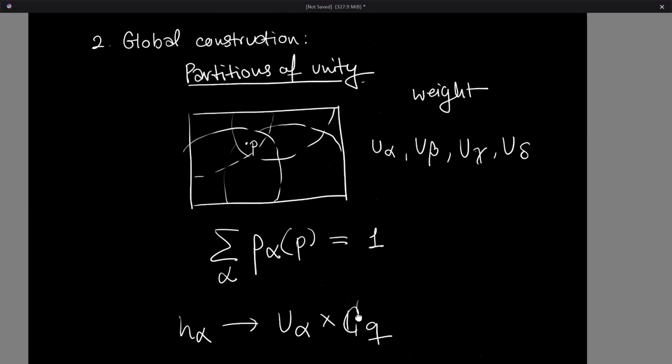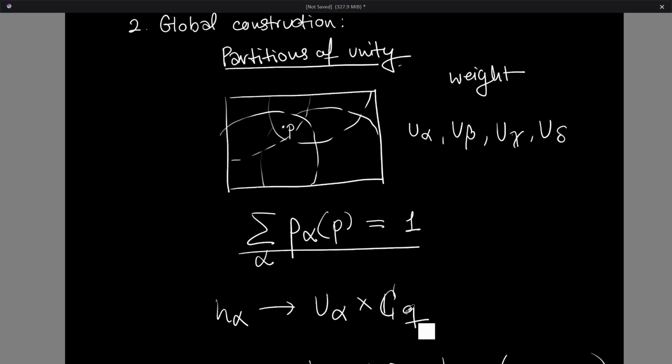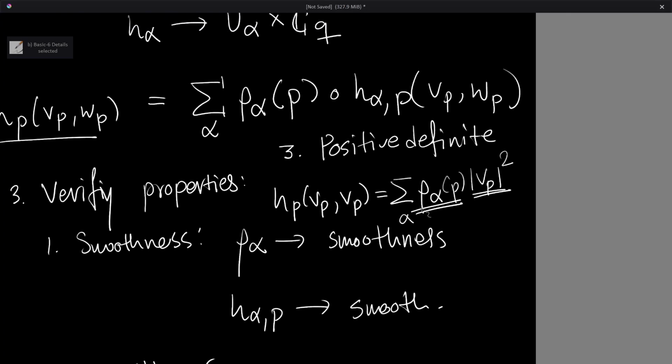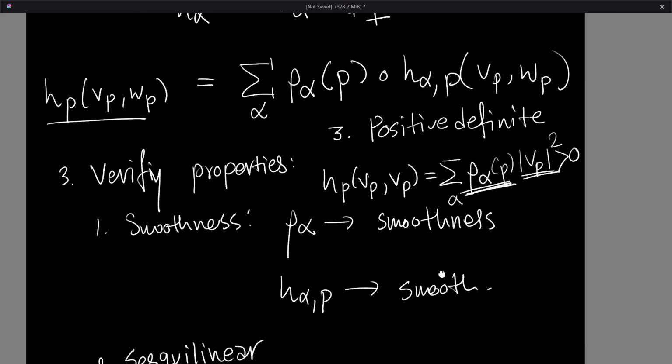We know that the sum of rho alphas has to be 1, right? So even if some of the rho alphas are 0, they can't all be 0. If they were all 0, then this would not be true. This implies that there exists alpha such that rho alpha of P is greater than 0. So we know that this is at least positive for some of the values in this sum. So we know that this is greater than 0. So therefore, HP is positive definite.